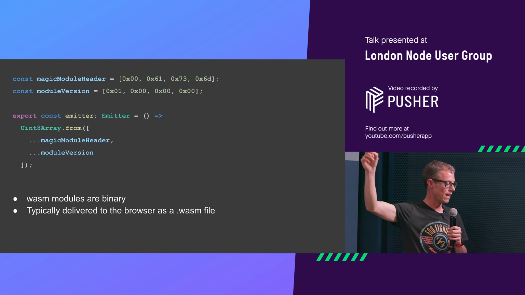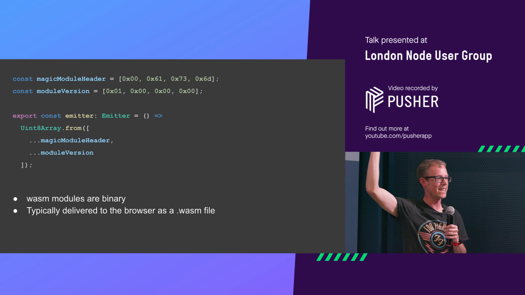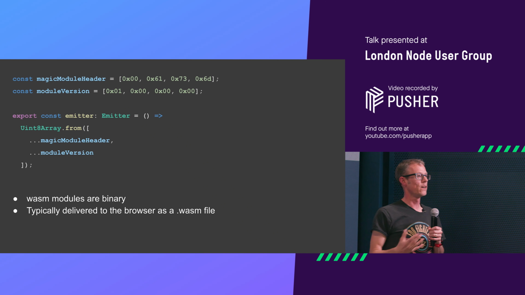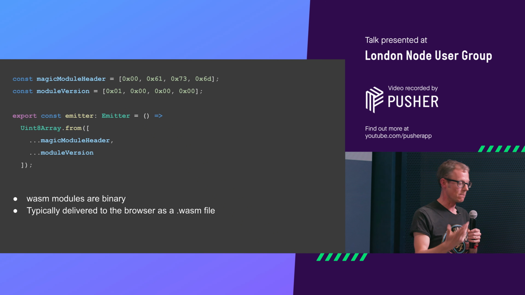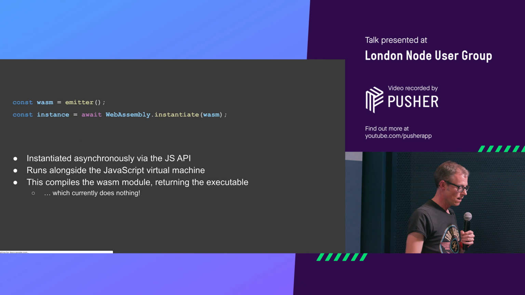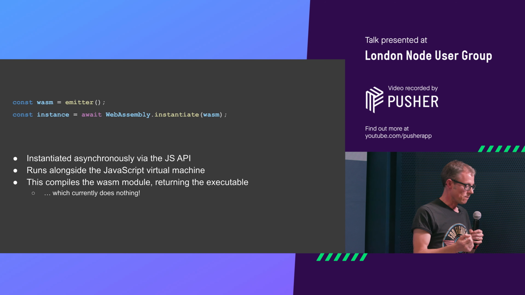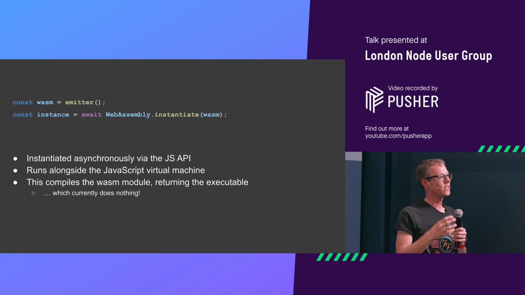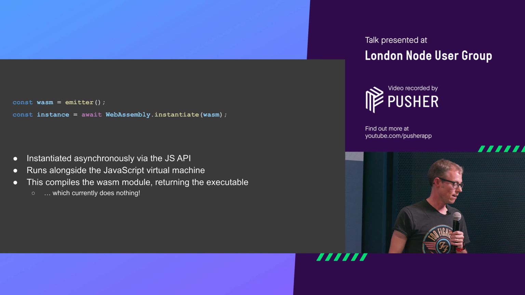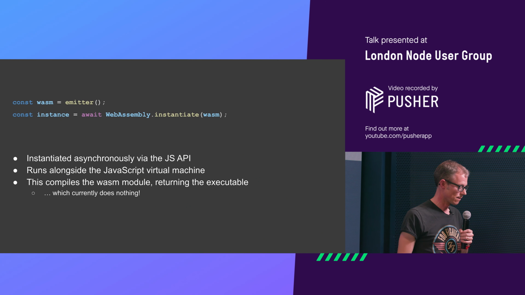It consists of a module header, and if you know your ASCII, that actually spells out ASM for some reason, and it also has a version number so that they can maintain backwards compatibility in future. So that's the simplest WASM module. How you use it is as follows. So we've taken our WASM module and then we instantiate it through the WebAssembly API. So we instantiate it through its hosting environment, which is JavaScript.